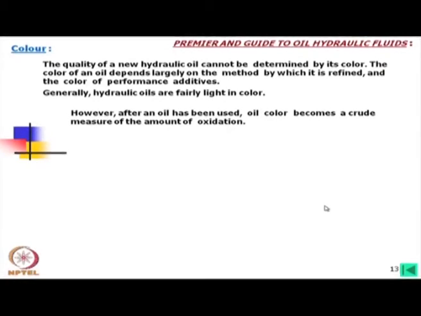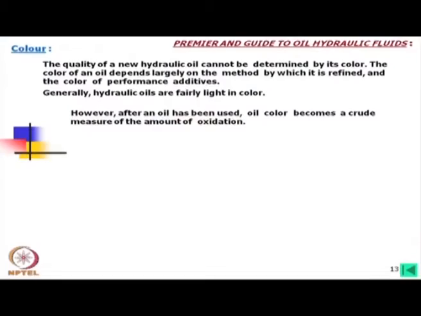However, after an oil has been used, oil color becomes a crude measure of the amount of oxidation. It is like this: suppose you have a system and you know what particular type of oil is being used, so you know the color of the oil. Then while you are inspecting, say after 1 month, by looking at the color of the oil you can understand whether oxidation has occurred or not. An experienced person can say that so much oxidation has occurred and we should reject this oil, just by looking at the color.